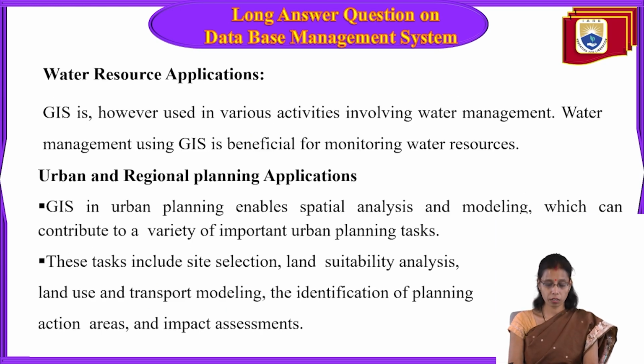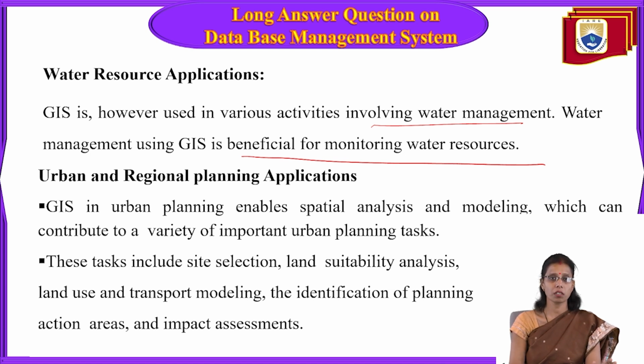Now, water resource applications. This is also a very wide application of GIS. It is used in various activities involving water management. Water management using GIS is beneficial for monitoring the water resources. It will tell us the water resource places, which area is covered with water resources, how much area has a groundwater problem, which area is full of water, and which area has problems with the water, or where water is contaminated or not good for health. All that information GIS can give us. First of all, the total quantity and quality of water can be given through the GIS process.